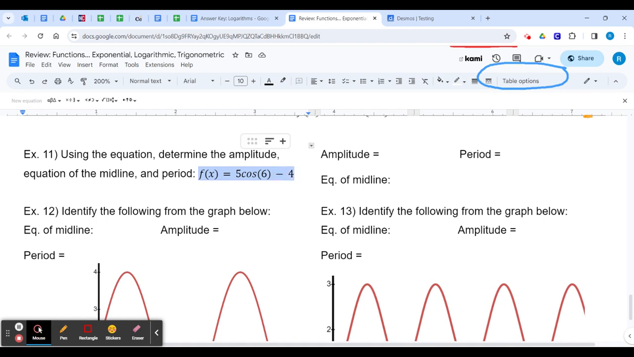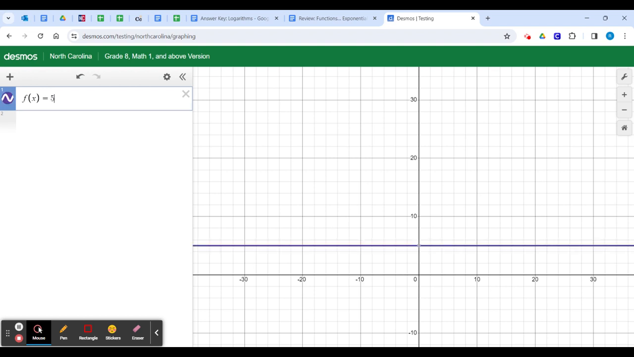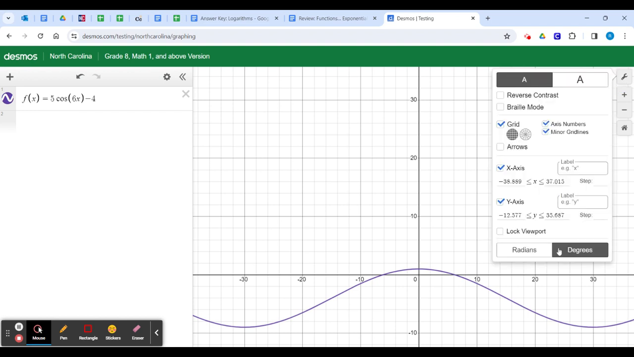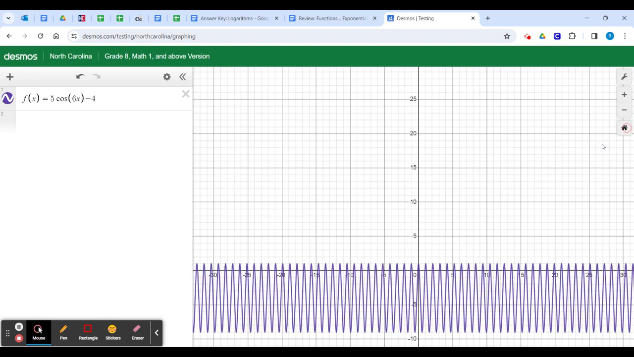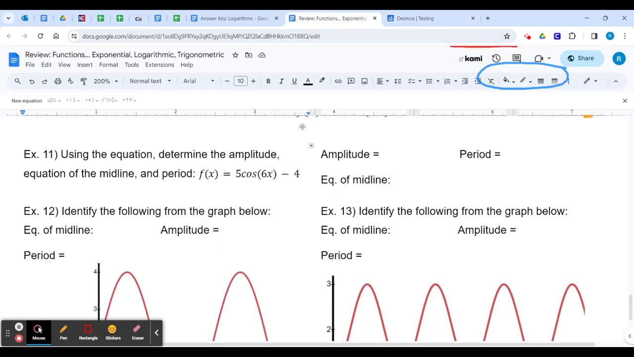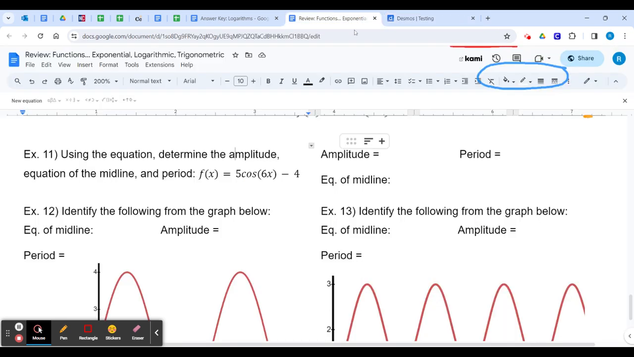So we get a function, it's 5 cosine 6x minus 4. And we could graph this if we wanted to. We could say, hey, f of x equals 5 cosine 6x minus 4. And we'd want to make sure that we are in radians. That is the default setting for our sine and cosine graphs, to be in radians unless otherwise noted. We could go ahead and find all this stuff from the graph if we wanted to. However, we can find it from the equation really quick as well.